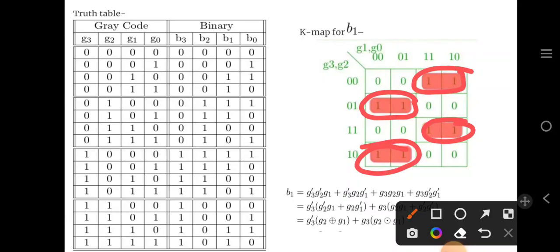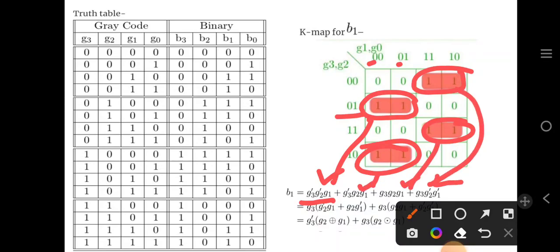So first this group, what will be the equation for this? 0 1 0. It means G3 dash G2 dash G1 plus G3 dash G2 G1 bar plus G3 G2 G1 plus G3 G2 bar G1 bar. This will be the equation, means 4 groups and for that 4 variables. So this is the first equation.